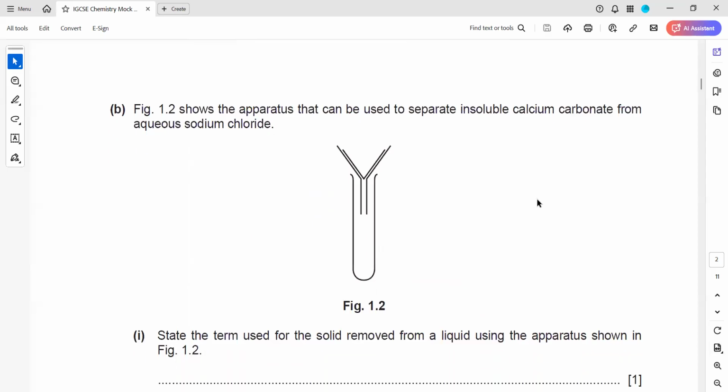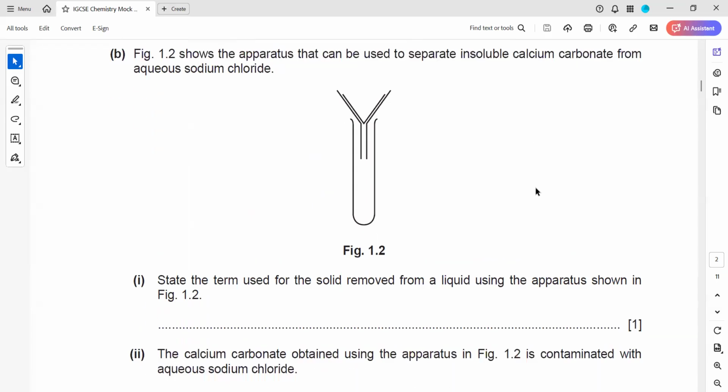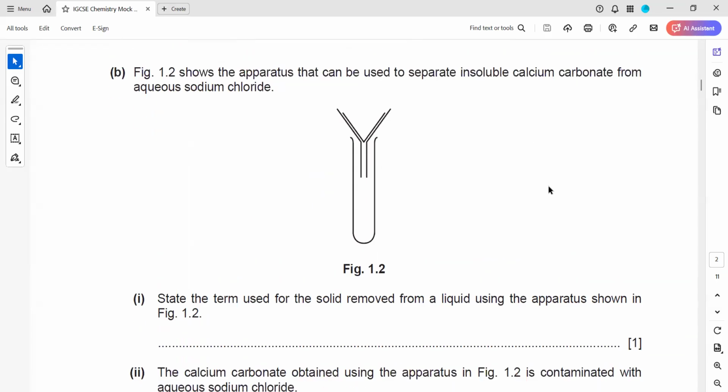The next is figure 1.2, which shows an apparatus that can be used to separate insoluble calcium carbonate from aqueous sodium chloride. State the term used for a solid removed from a liquid using the apparatus shown in the figure. What do we call the solid which is left on the filter paper? Yes, we call that the residue. And what passes through is known as the filtrate.